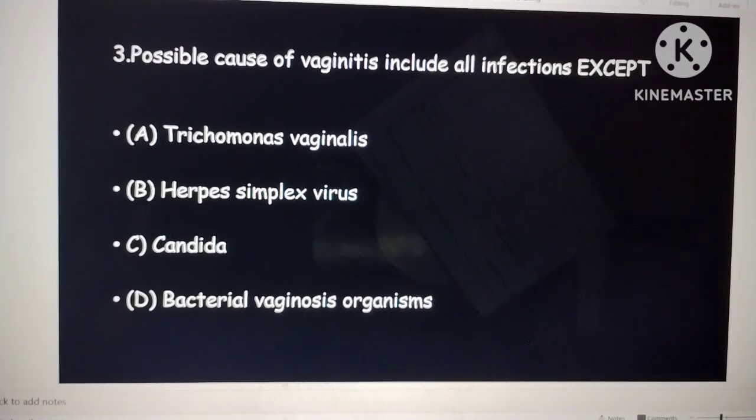Again candida, there will be curdy white discharge, and it is also an organism implicated in causing vaginitis. Bacterial vaginosis, I told you already, is diagnosed by Amsel criteria, right? So all three have been associated with causing vaginal infections except herpes simplex virus. Here you want to remember for Trichomonas vaginalis, strawberry cervix; for candida, curdy white discharge; and for bacterial vaginosis, Amsel criteria and then Nugent score.